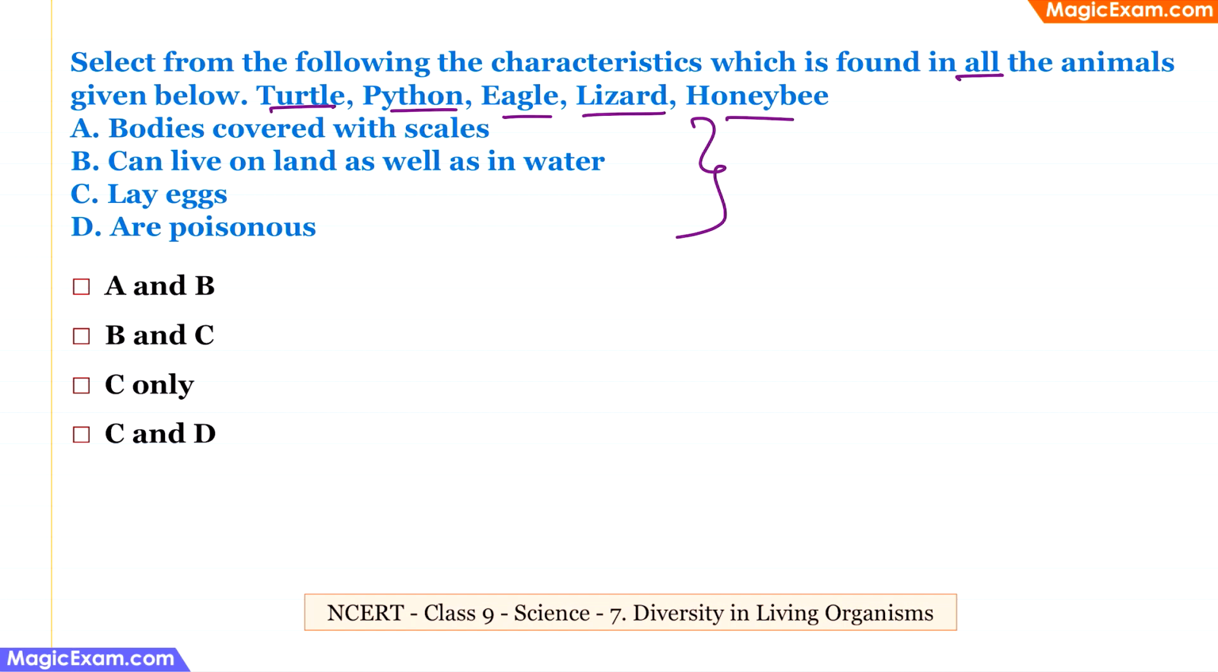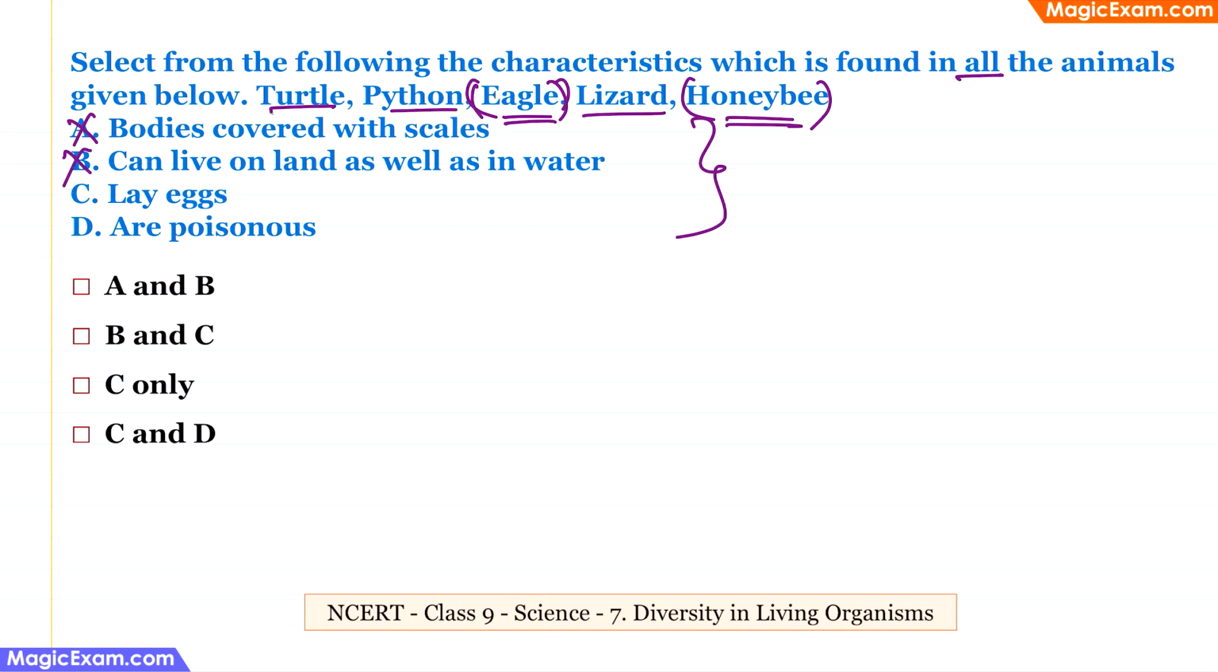First one, bodies are covered with scales. Now you know that the body of a honeybee and a lizard are not covered with scale because eagle has feathers. Therefore, this is not applicable to all. Next, can live on land as well as water. You know that eagle and honeybee cannot live in water. Therefore, this is also not applicable to all.